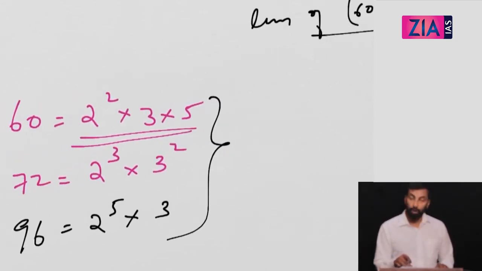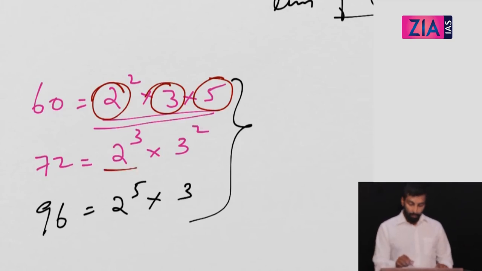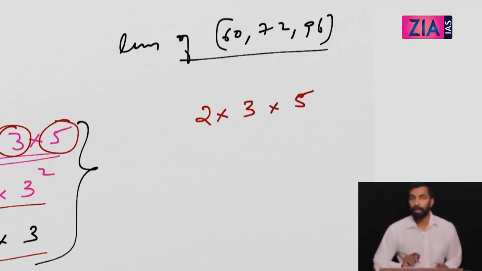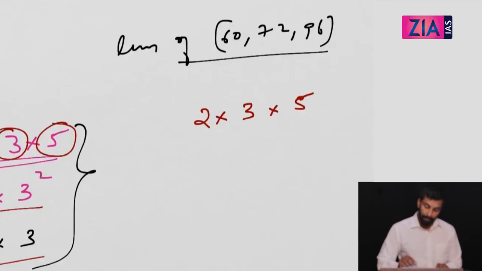To find the LCM, see how many factors are there: 2 is there, 3 is there, 5 is there. So here also 2 and 3, here also 2 and 3. So your LCM will contain all these 3 prime factors, 2, 3 and 5. Now what power will you write? You see where you get the highest power for 2. You get the highest power here. So take that highest power and write that power.